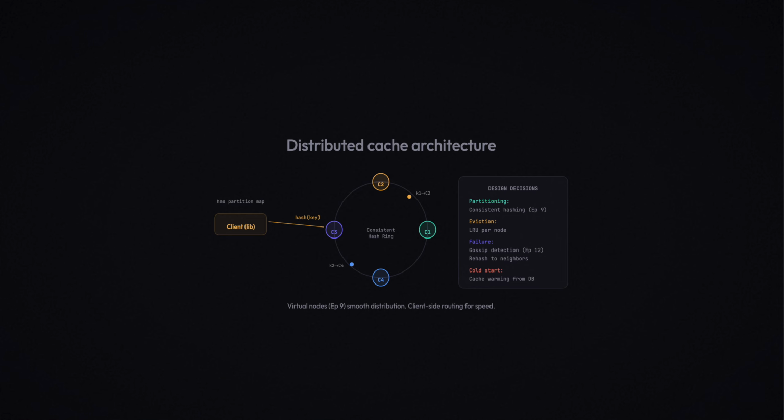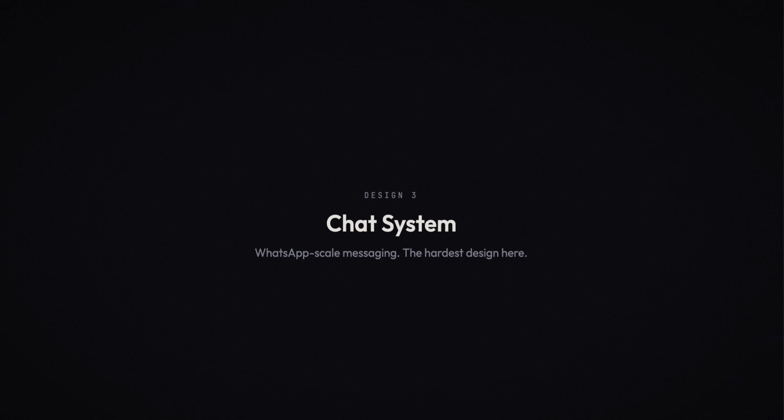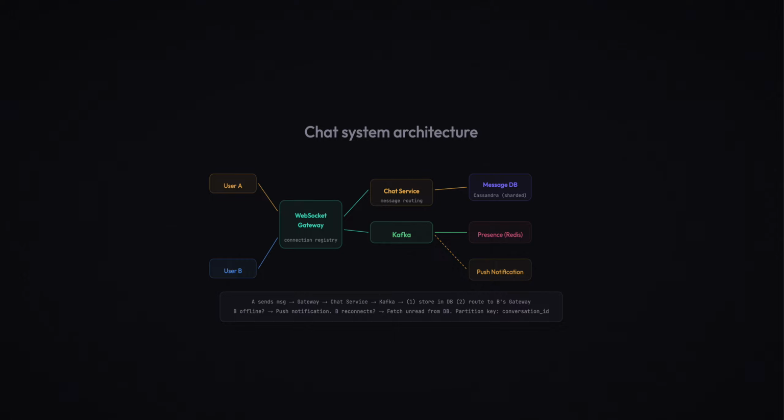Design 3. A chat system at WhatsApp scale. This is the hardest design here. It combines networking, ordering, storage, streaming, and presence management. Here's the architecture. Users connect via WebSocket to a gateway server. The gateway maintains persistent connections and tracks which user is connected to which gateway instance.